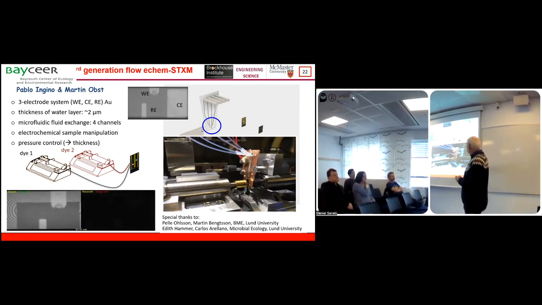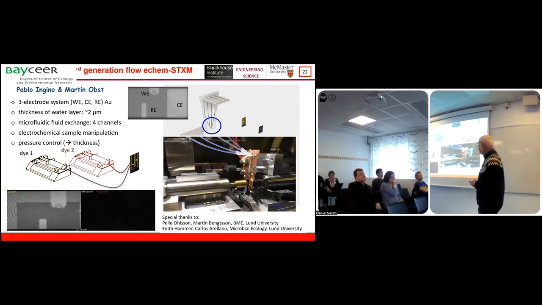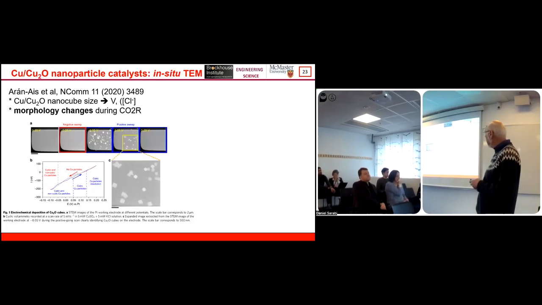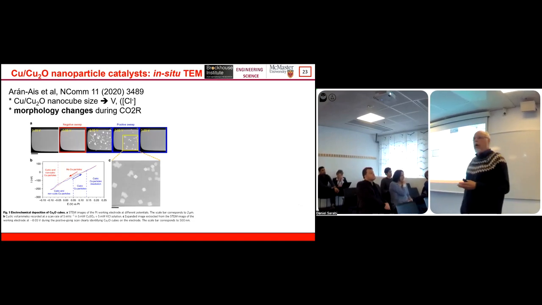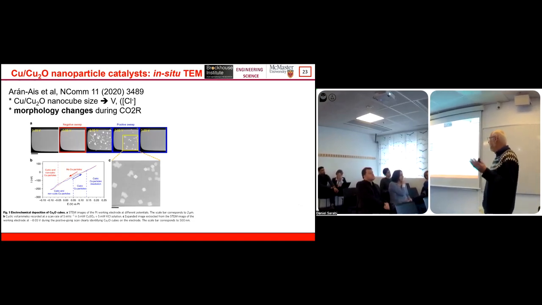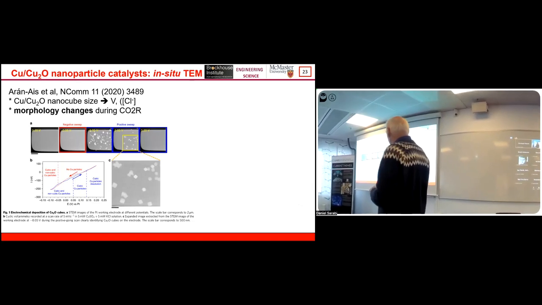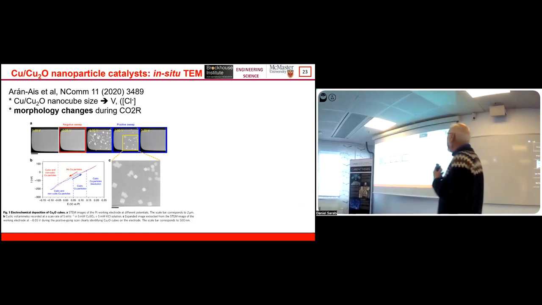The inlet and outlet are these TEFLON tubing coming into the device. Okay, so what are we looking for? Okay, we've got a tool. We'll show you eventually, we can do ptychography on the system. What might we expect to gain?